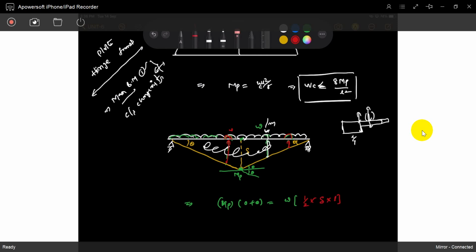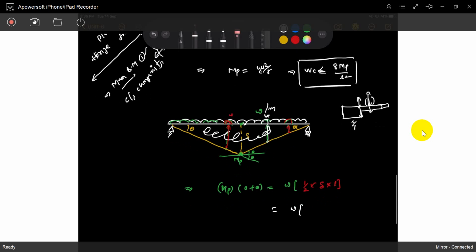That's it. Half into half into delta L, that is the area. So now you can see what is delta. Previously, this is delta, this is L by 2. So delta is L by 2 into theta. L by 2 theta. This is L.